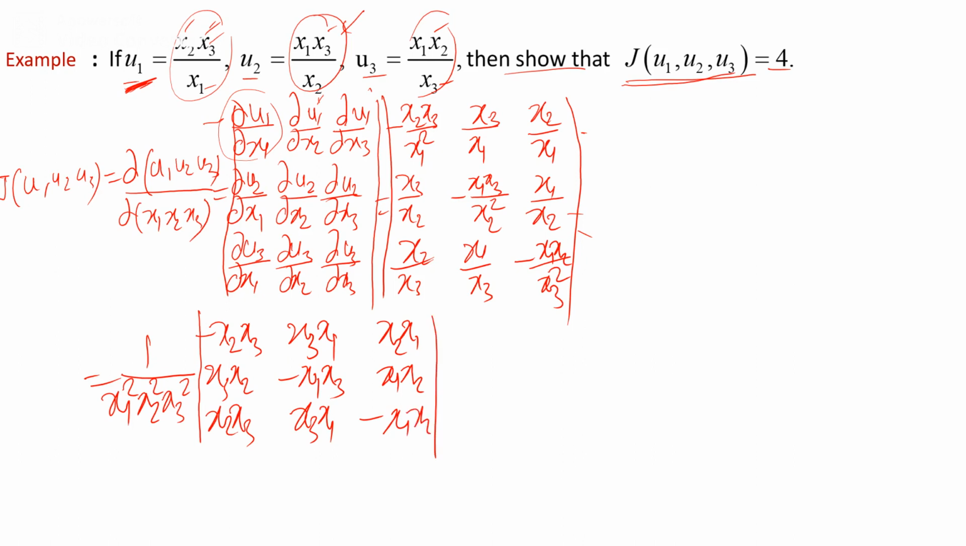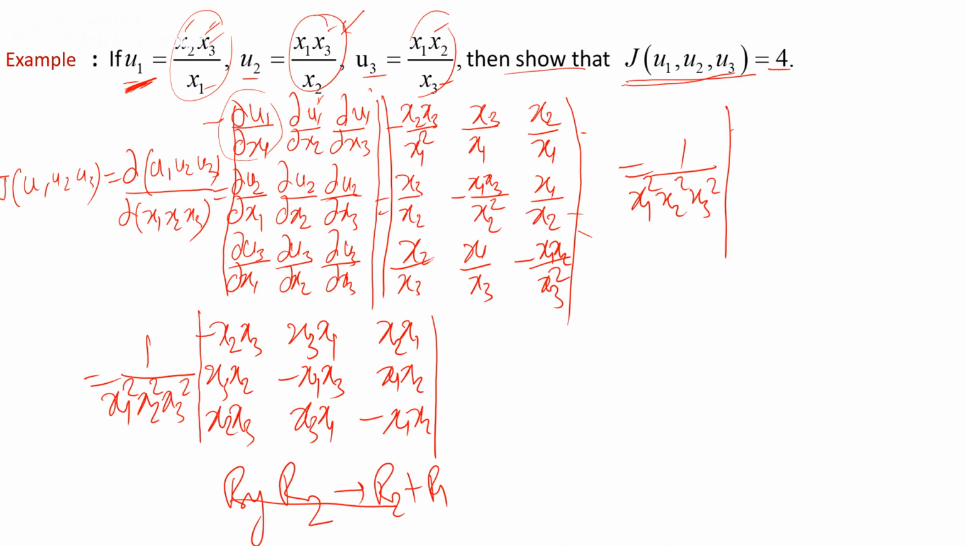Now you apply the row operation on r2. If we take r2 plus r1, we get the common term x1 x2 square and x3 square. We get x2 x3, the first row is the same, and this becomes 0, 0, and we get 2 times x1 x2. The third row is again the same.